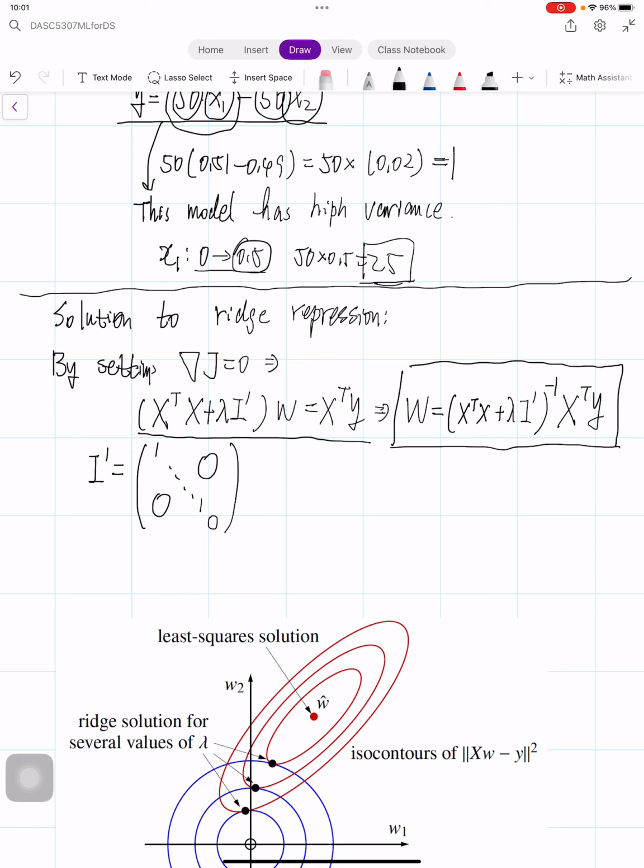So this will be the solution for the ridge regression. In linear regression, it's not necessary that X transpose X is invertible, but here note that X transpose X plus lambda I' will always be positive definite for lambda greater than 0. So this term will always be invertible.